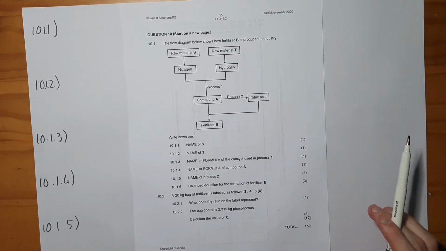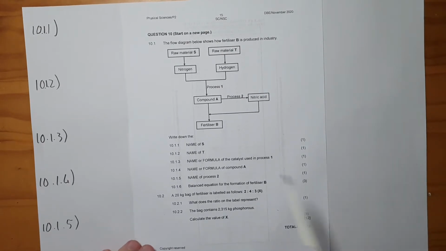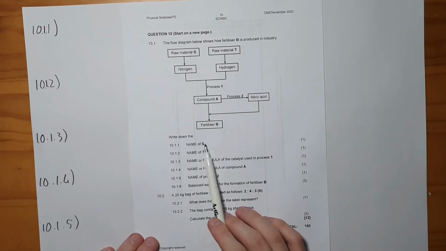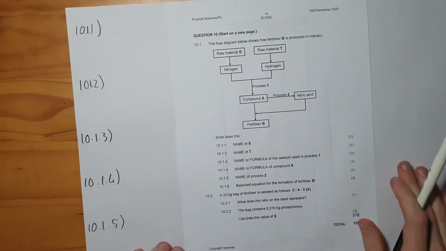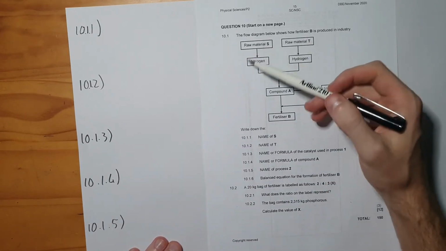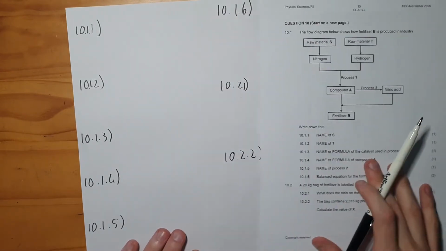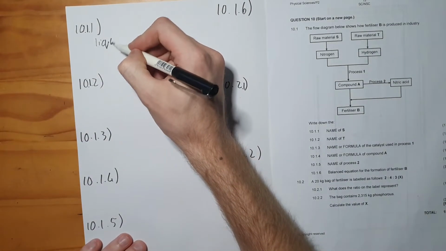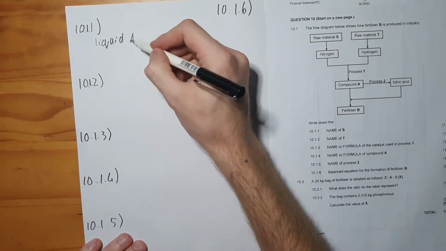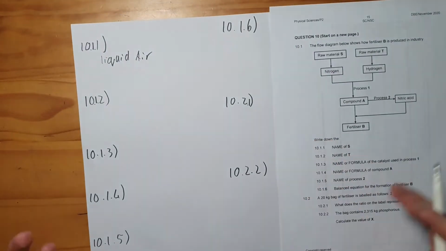Now let's start with 10.1.1. It says name of S. The raw material coming in at S is going to be the main source of nitrogen. So what has the most nitrogen in it? Well, it's just liquid air, since most of the air that we breathe in is mainly made up of nitrogen.